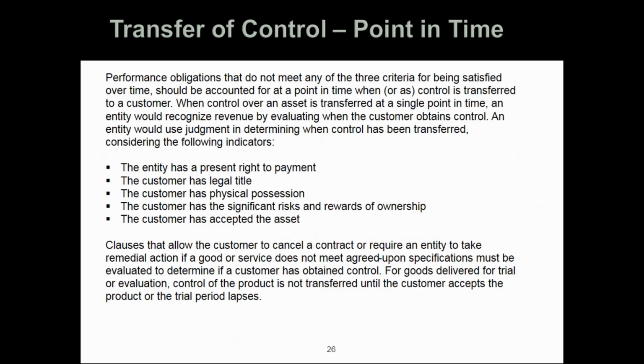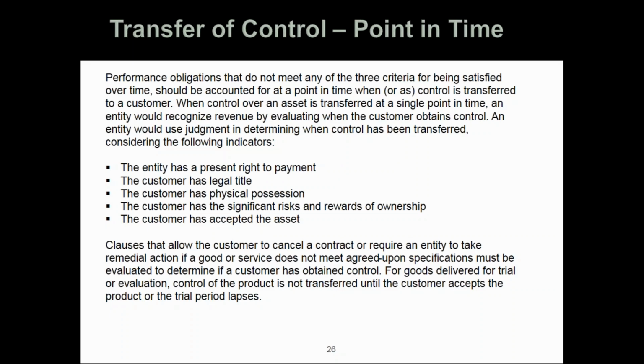So if we don't meet those three criteria, in which case we'd be recognizing the revenue over time, it's going to be a point in time. So the question is, when have we satisfied the performance obligation? What's the appropriate point in time to recognize that revenue? And that can require some judgment. And these are indicators that you'd be thinking about as you perform that analysis.